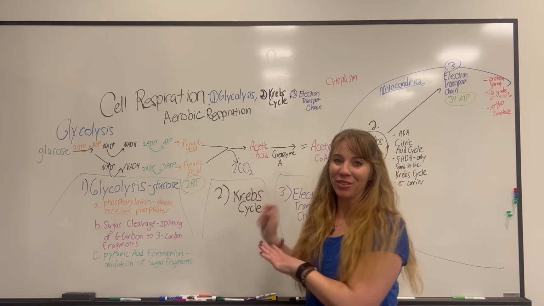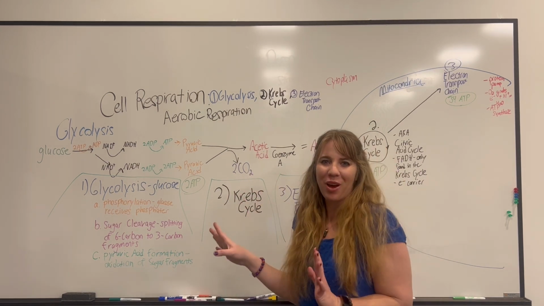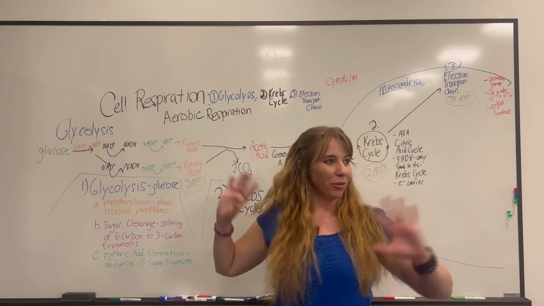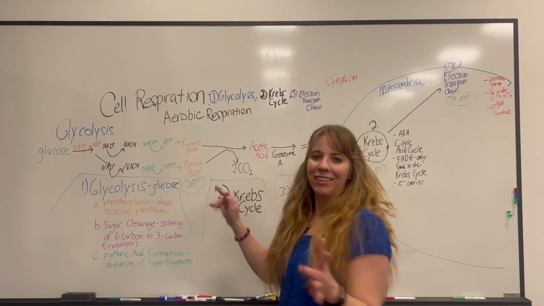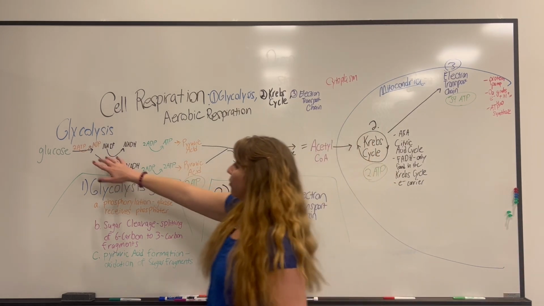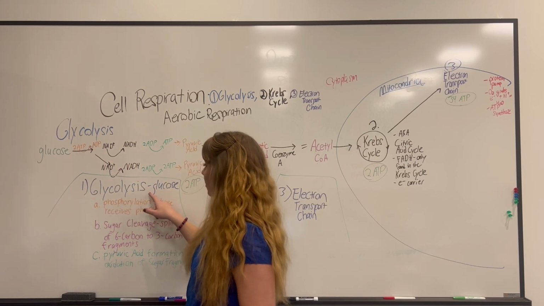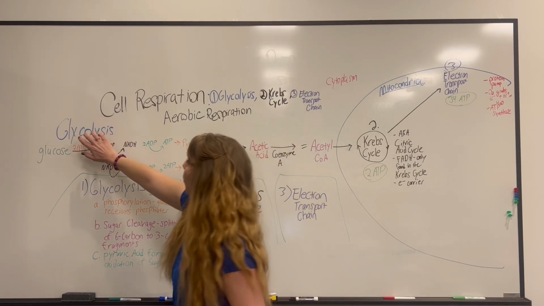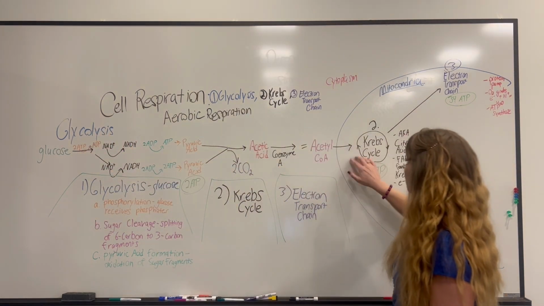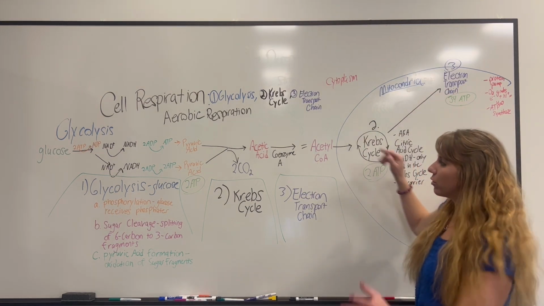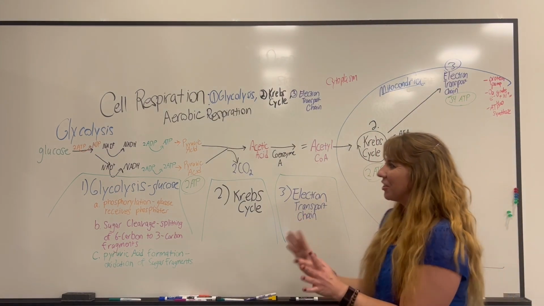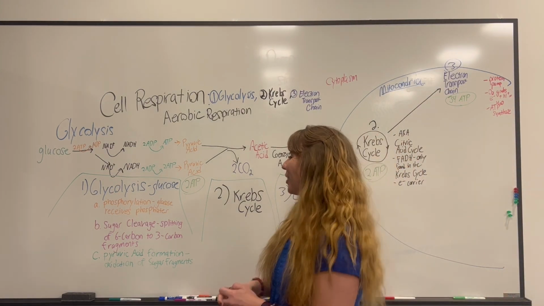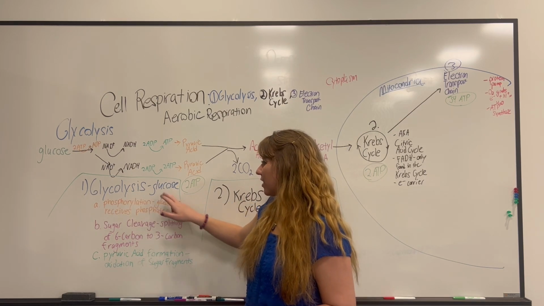So I know this looks really crazy, and I probably should have split this up into more slides or more whiteboards, whatever, but you'll see, it'll work. So over here, we're going to start with glycolysis. Glycolysis is the first step. We have 1, 2, and 3. So first we have glycolysis, and this has to do with glucose.